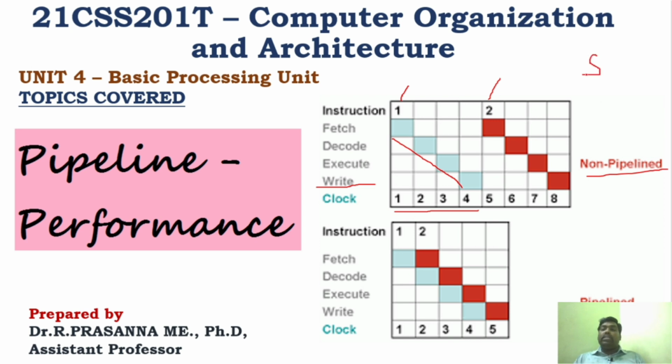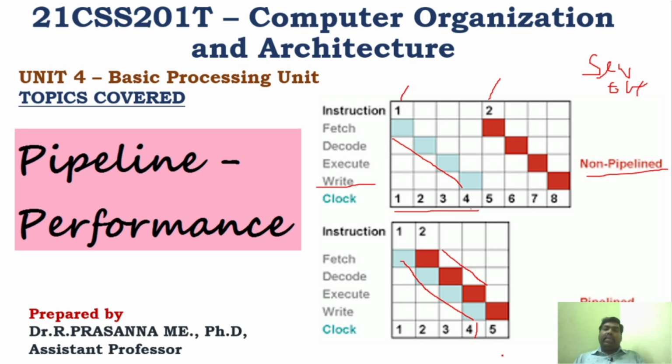This is called sequential execution. At the end of the 4th clock cycle, it will have executed only one particular instruction. But if it is a pipelined processor, what will happen? You can see here at the end of the 4th cycle, instruction 1 has completed all 4 stages, and instruction 2 has completed 3 stages of execution. So this is very important.